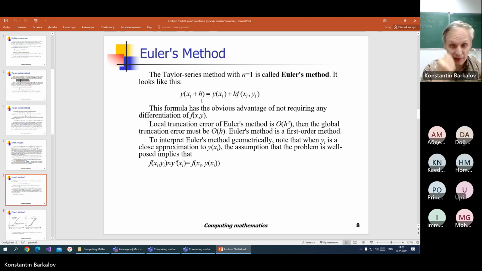This formula has the obvious advantage of not requiring any differentiation of f of x, y. And as far as we take only h power 1, the local truncation error of Euler method is of order h power 2. And then the global truncation error must be of order h. So the Euler method is a first order method.